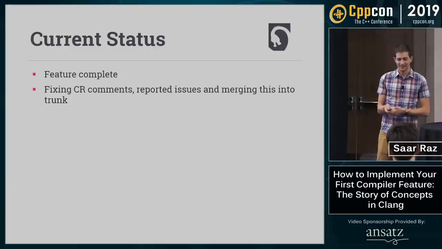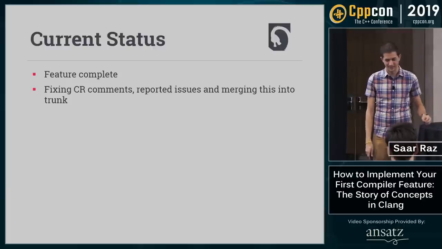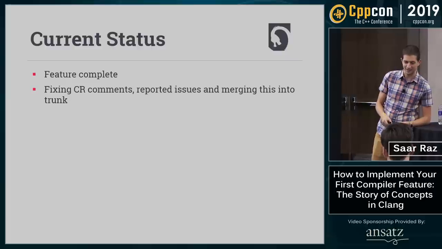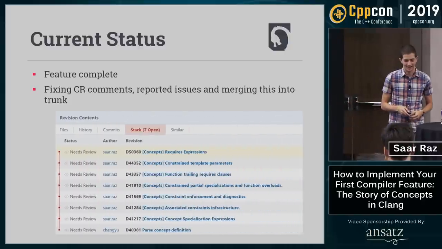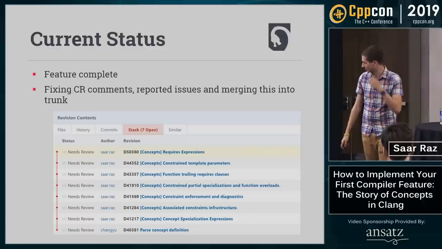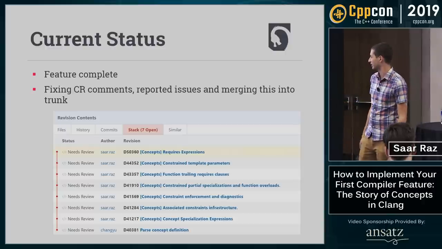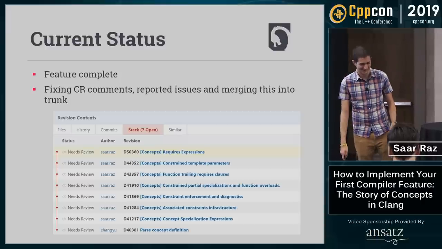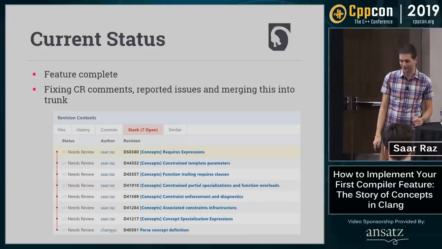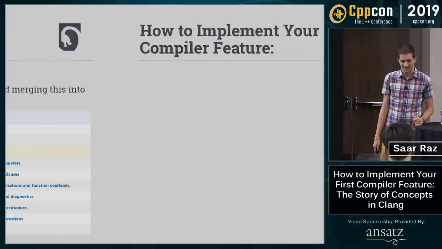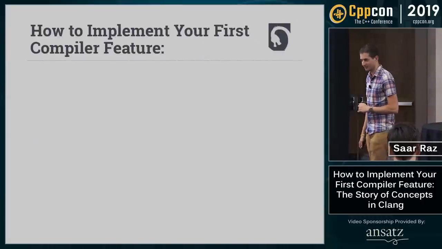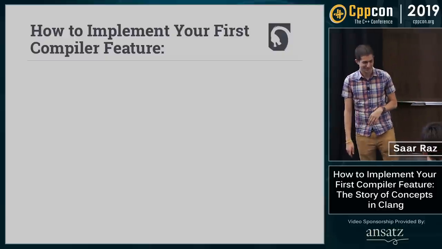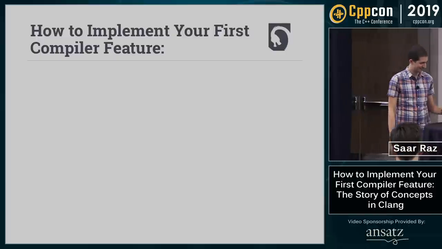And I'm right now working on fixing CR comments, a bunch of issues that I still have, and merging this into trunk. I have a bunch of commits waiting. I have one of them merged already, but I've been working on my talk a bunch of time recently, so probably we'll get more time to work on this soon. And how do you implement your first compiler feature? I have this formula, which is basically my experience here.